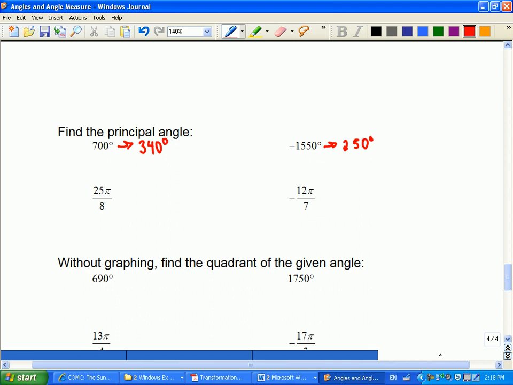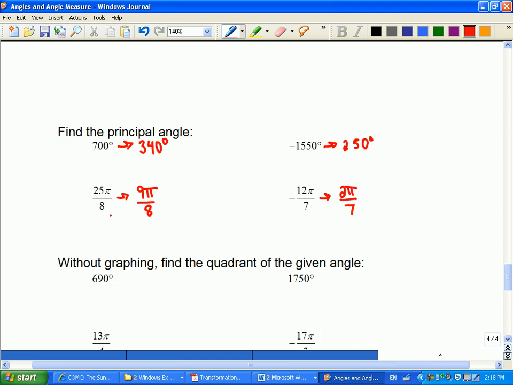25 pi over 8. Sorry, I just heard a little, it was 9 pi over 8. And negative 12 pi over 7. 2 pi over 7.